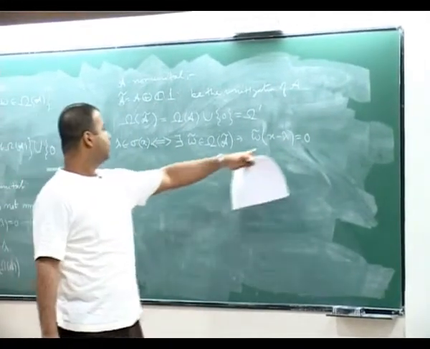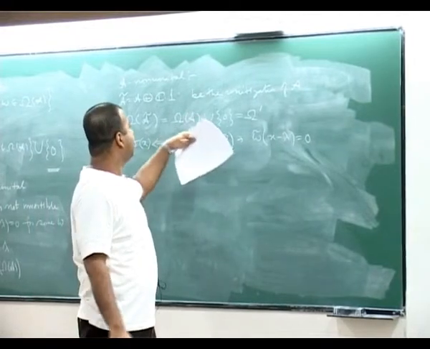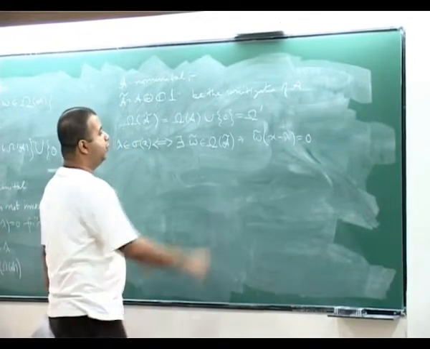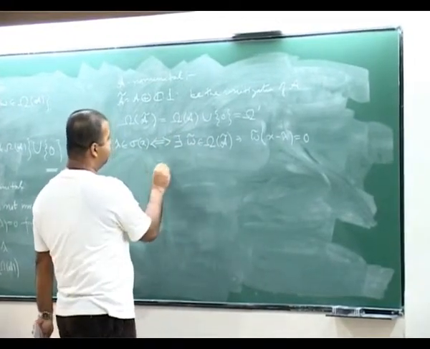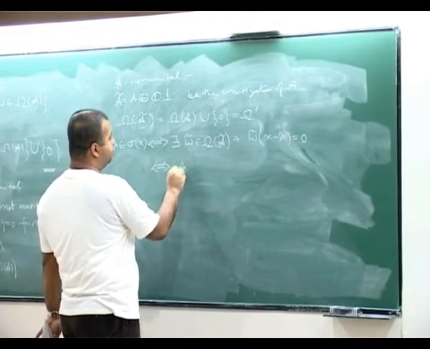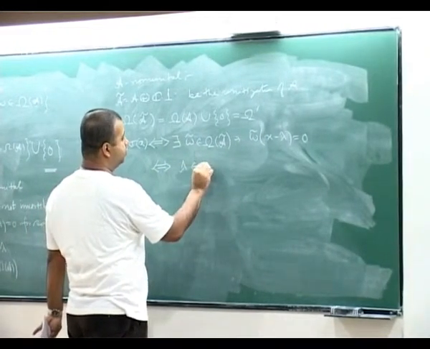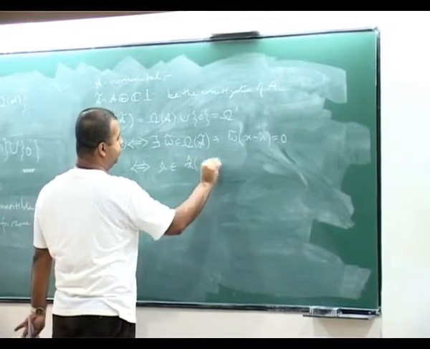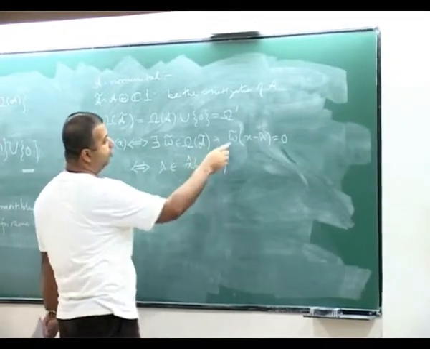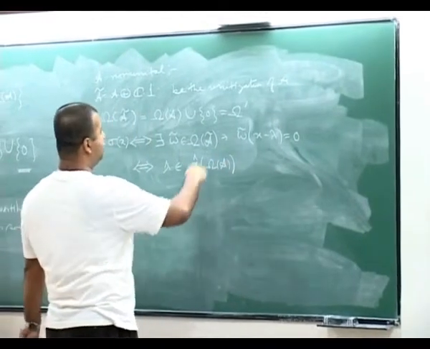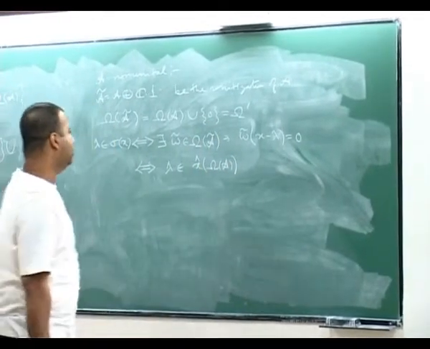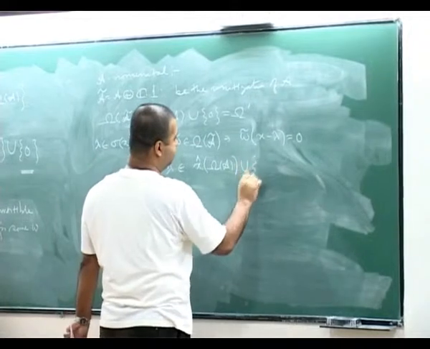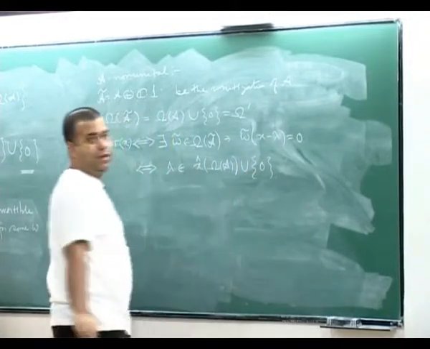So, two possibilities, either omega tilde is from this part or from that part. So, if omega tilde is from this part, then of course lambda belongs to x hat of omega A. If omega tilde is from this part, namely 0, then of course lambda is in here.